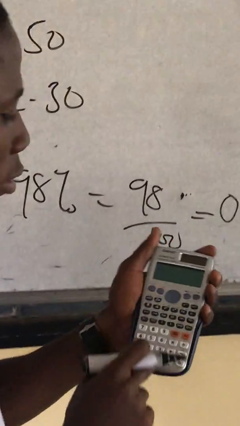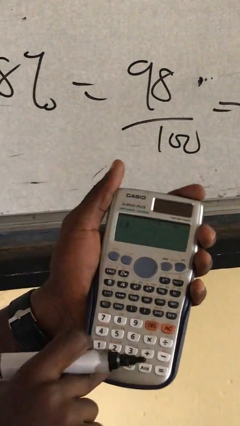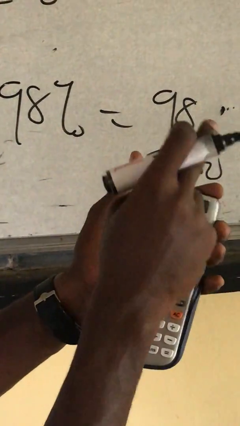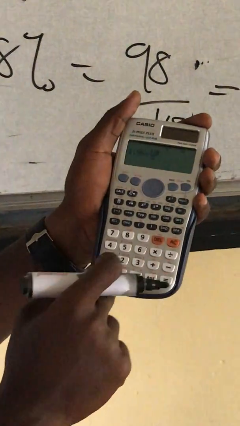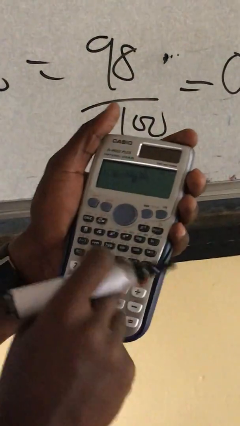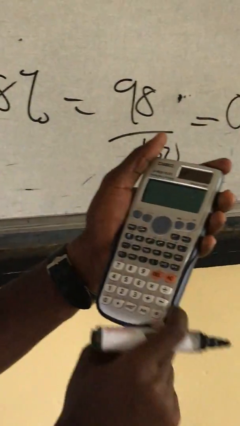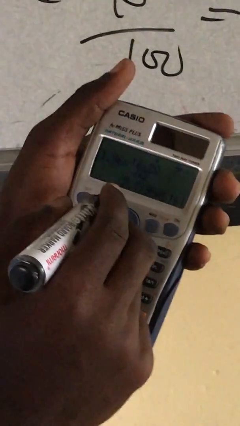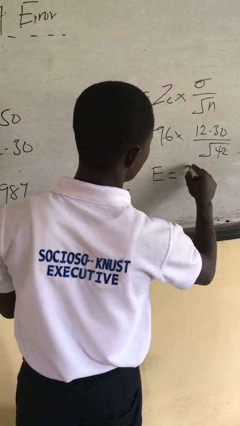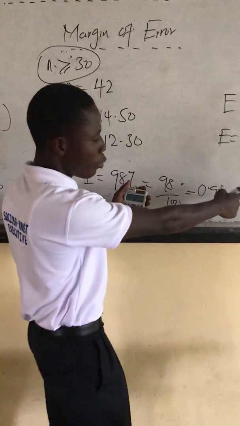So 1.96 times 12.30, that's our standard deviation, divided by root of 42. So on my calculator, I got 3.71. So my margin of error is equal to 3.71. So this is my final answer, 3.71.